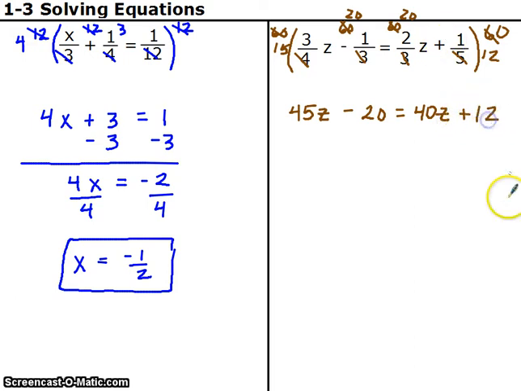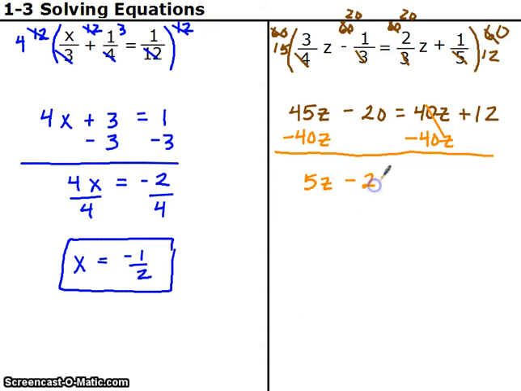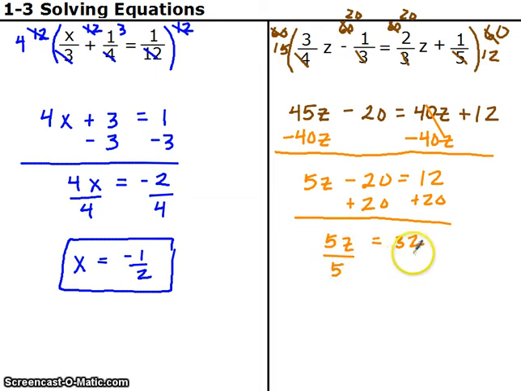plus 12. We've got variables on both sides, so let's move our z's over to the left. I'm going to subtract 40z from both sides. That'll cancel out there. 45 minus 40 is 5z. Let's move our 20 over here, and that equals 32. And then let's divide by 5. 32 and 5 do not share any common factors, so we cannot reduce, and that's going to be your final answer.